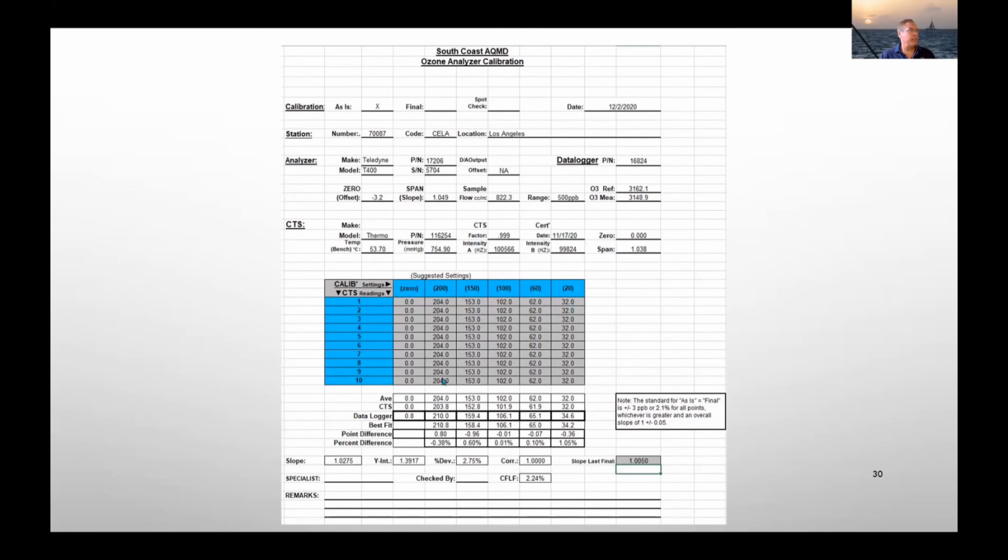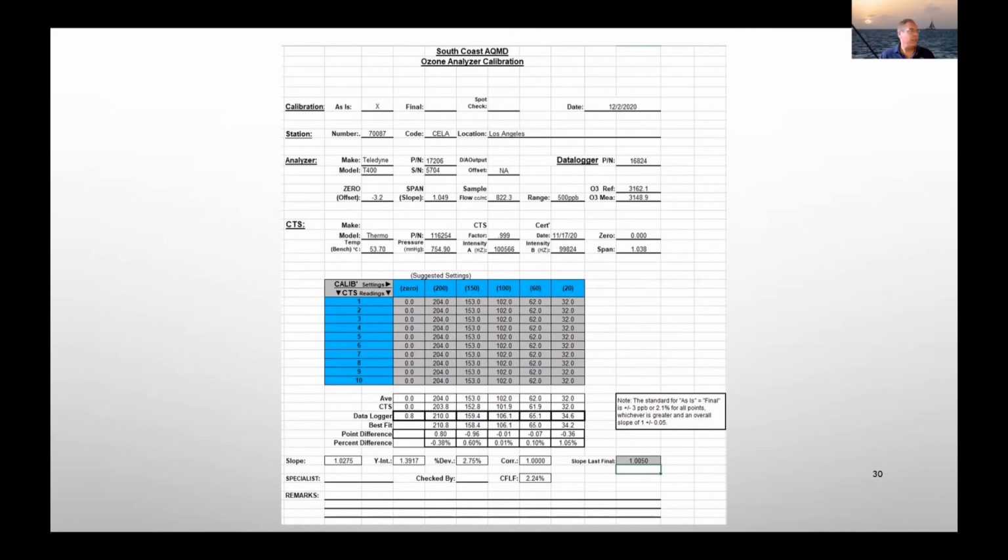We take 10 readings off of our level 3 bench standard just to make sure that the instrument is settled down. You can see it's very stable here. And we take an average and apply the instrument calibration factor, again, for our standard. And this is the resulting reading from our instrument under test.